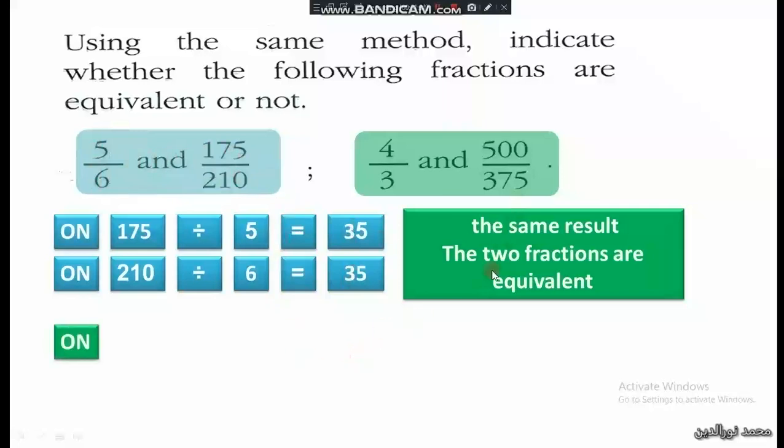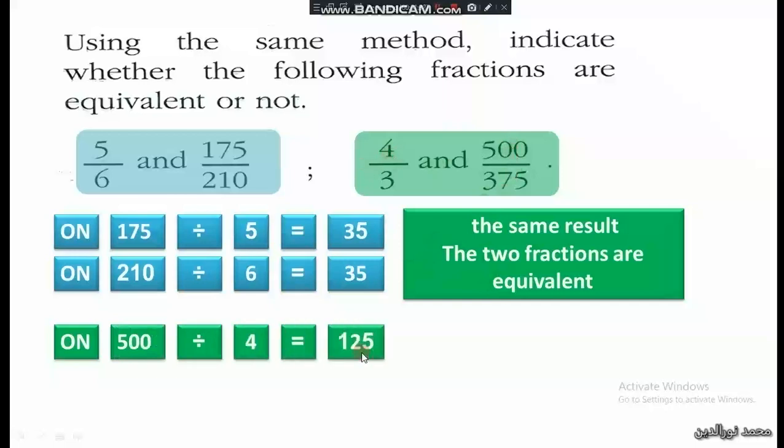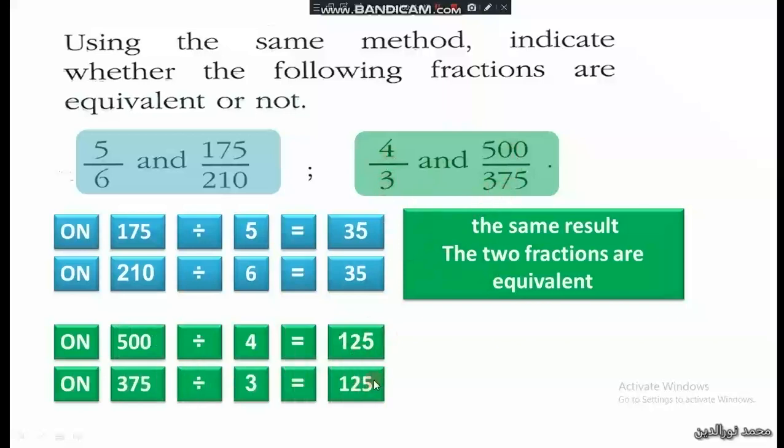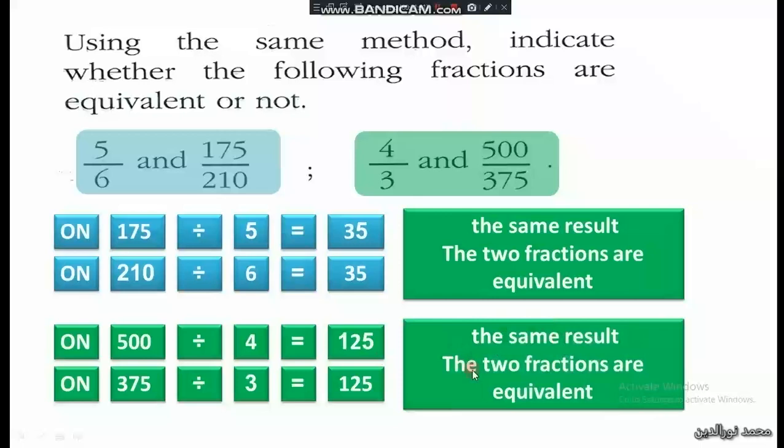We do the same for the other fraction: 500 divided by 4 and we got 125, and then 375 divided by 3 and the quotient is 125. So also in the other exercise we have the same result, so the two fractions are equivalent.